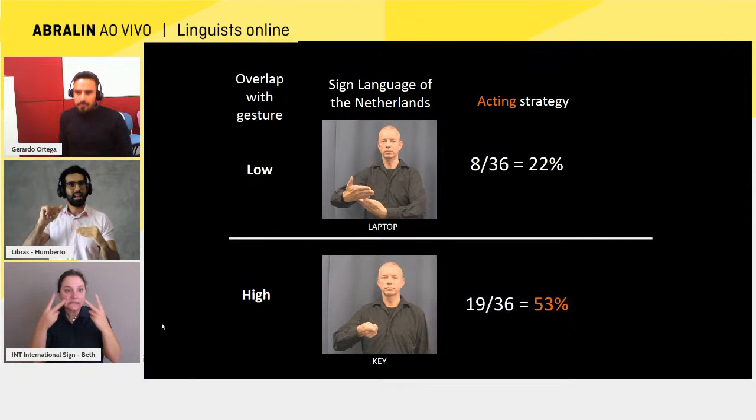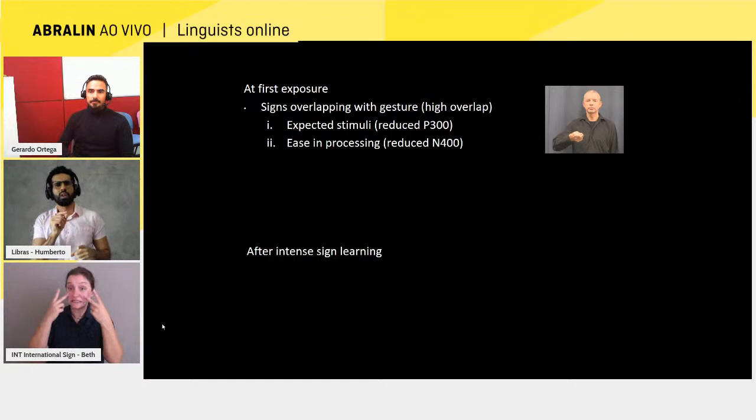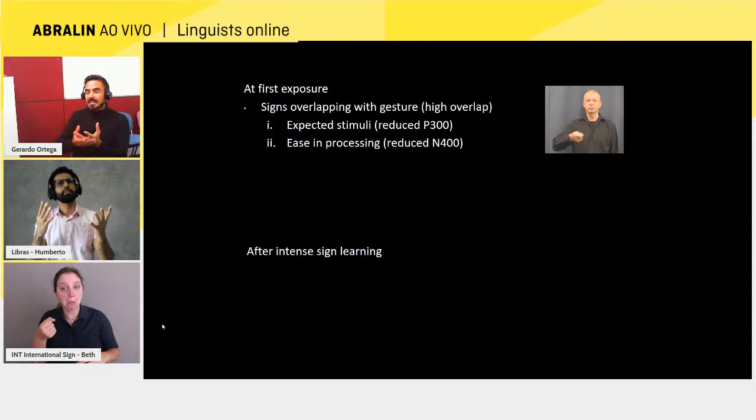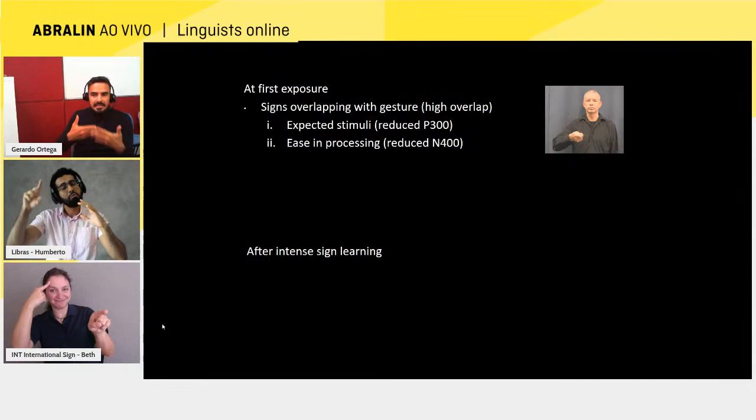So just to summarize all these results a little bit: at first exposure, what we found is that when signs overlap with gesture, then they are expected stimuli. They see signs that look like their gestures, so they expect the signs to have this form. That's why we found a reduced P300. And this also made the signs easy to process. That's why we also find a reduced N400.